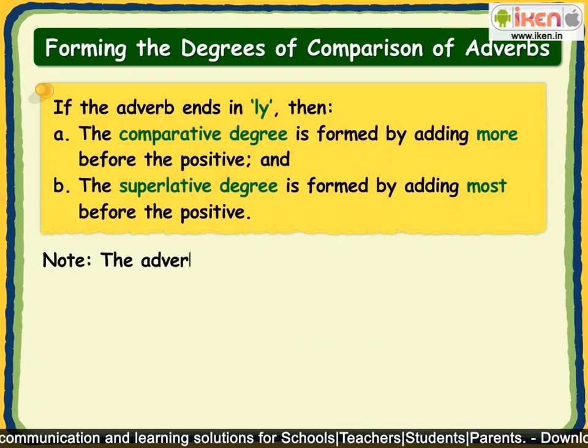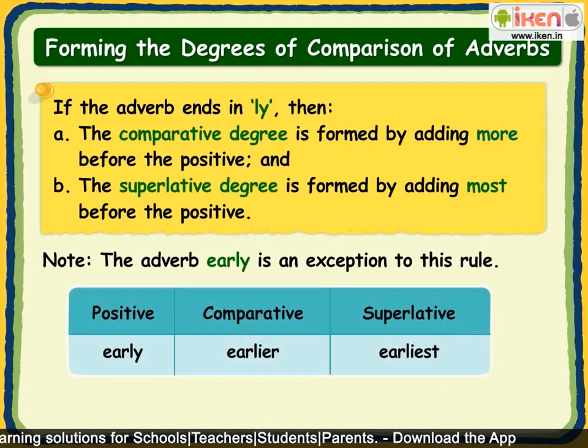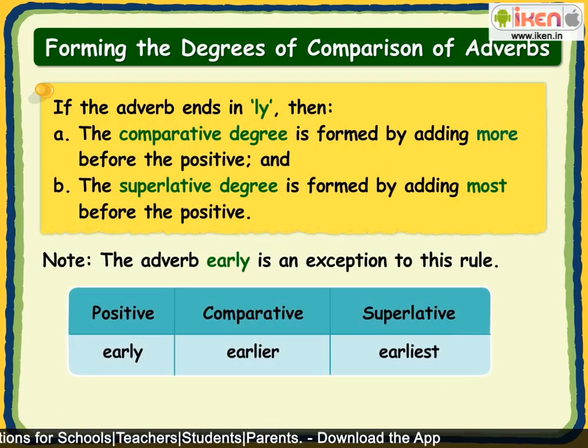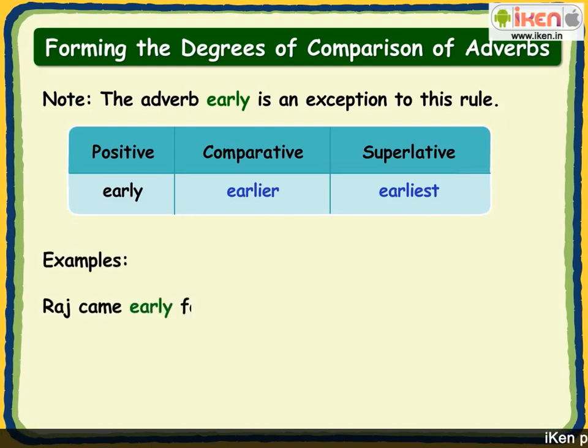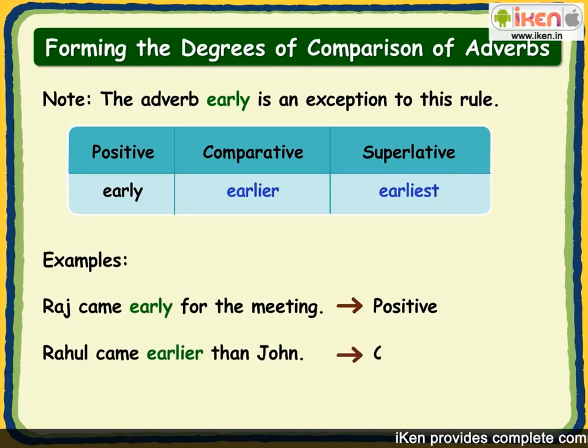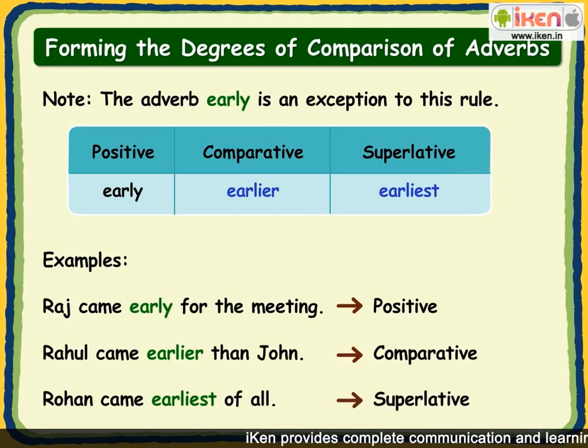Do note that the adverb early is an exception to this rule. The comparative degree of early is earlier. The superlative degree of early is earliest. Let's look at the use of the three forms in the following sentences. Raj came early for the meeting. Rahul came earlier than John. Rohan came earliest of all.